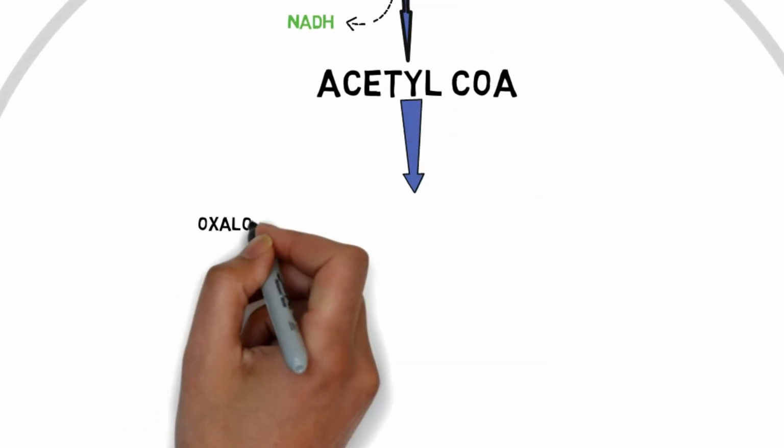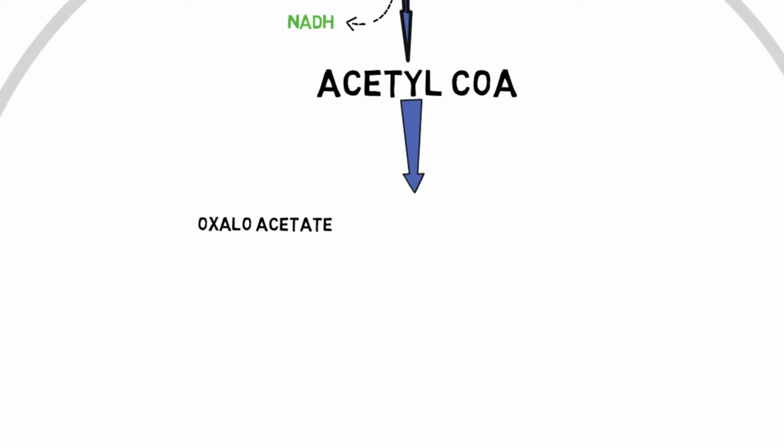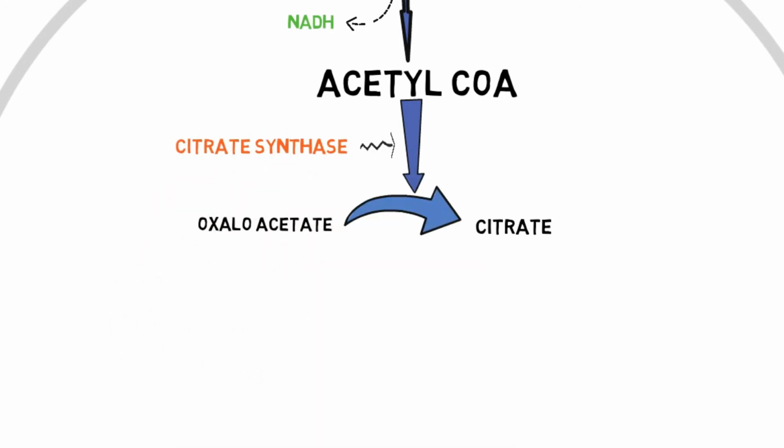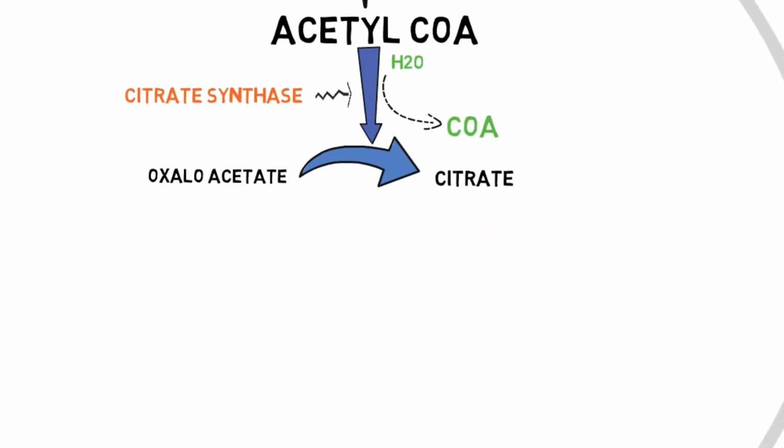Now, oxaloacetate, already present within the mitochondria, gets converted into citrate, and this reaction is catalyzed by citrate synthase. During this reaction, water enters the reaction and coenzyme A is released.